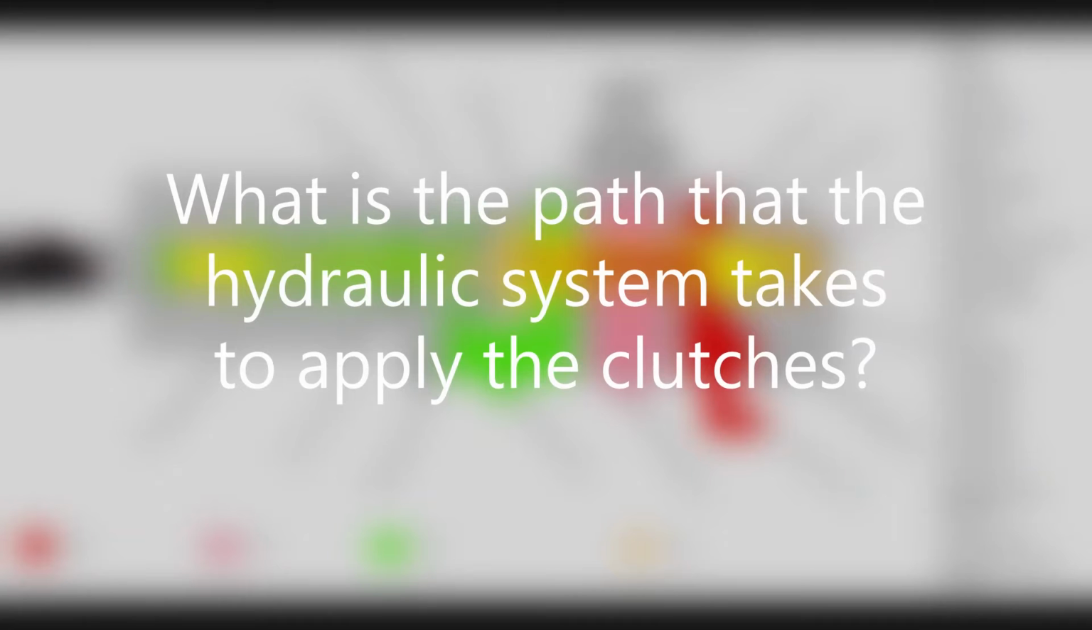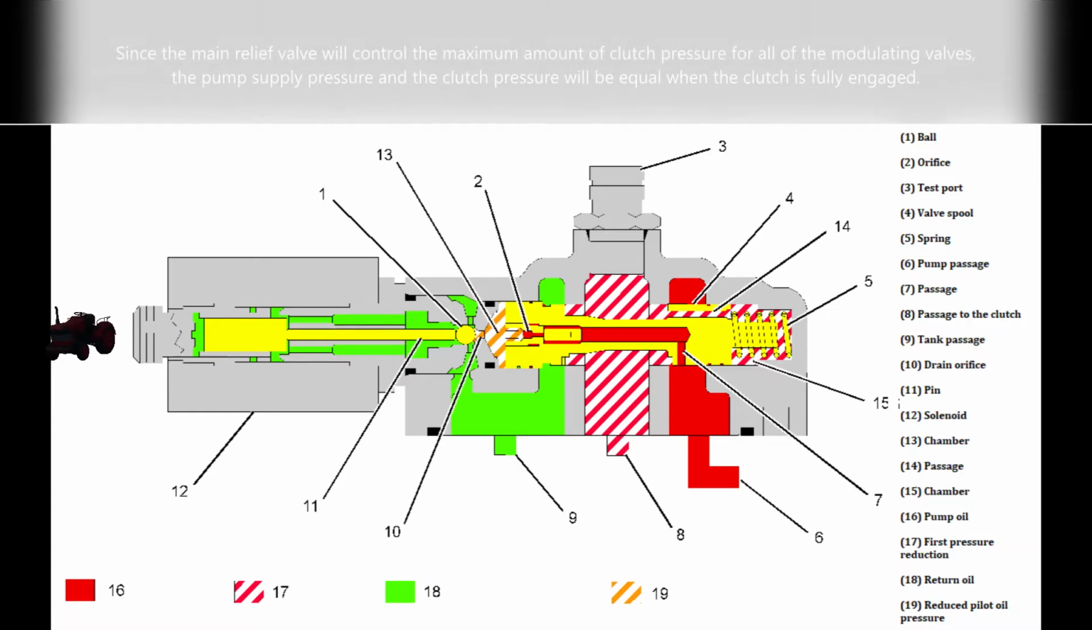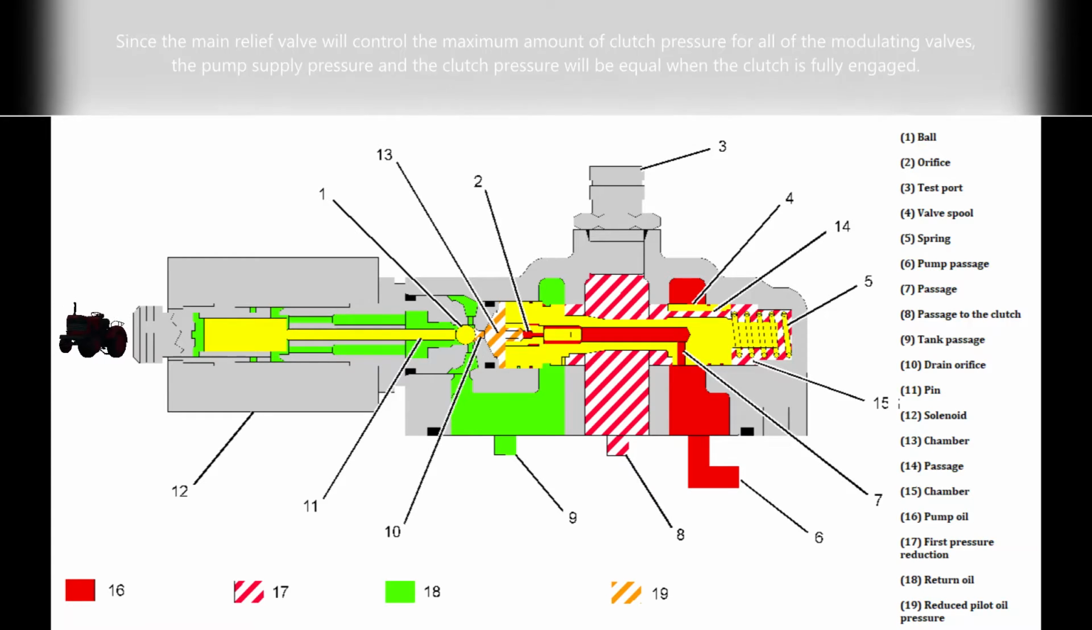When the signal is sent to the solenoid 12, pin 11 moves to the right and forces ball 1 toward orifice 2. When the ball moves towards the orifice, the flow of return oil 18 into tank passage 9 is restricted. Pressure in chamber 13 increases and the oil becomes reduced pilot oil pressure 19. The pressure then moves valve spool 4 to the right against the force of the spring 5. The valve spool position causes the clutch pressure to increase.